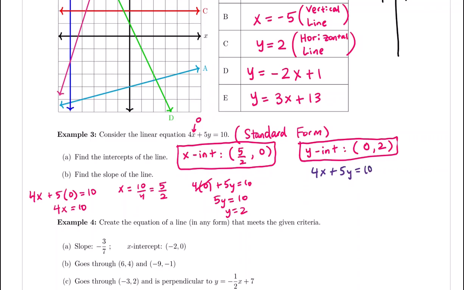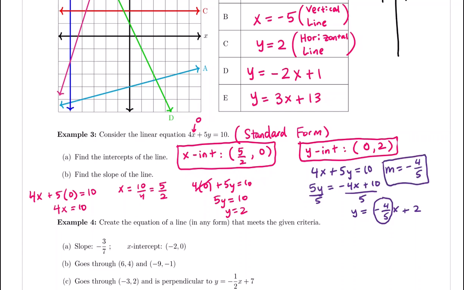The first step I can do in isolating y is subtract 4x from both sides. Then we get 5y is equal to negative 4x plus 10. Then I can divide both sides by 5, and I get y equals negative 4 over 5x plus 10 divided by 5 is 2. So that is my equation in slope-intercept form. And I can extract the slope, which is the value here in front of x. So my slope is equal to negative 4 over 5. And there's the answer for part B.